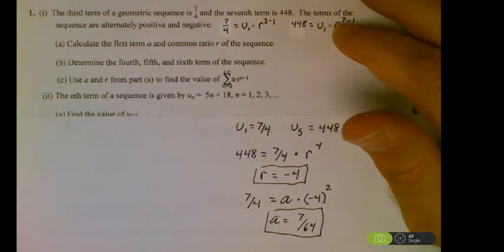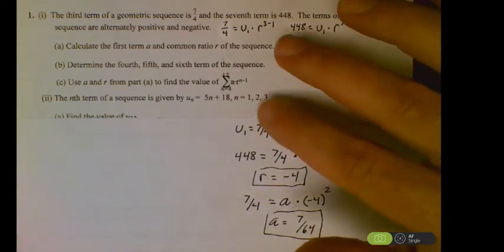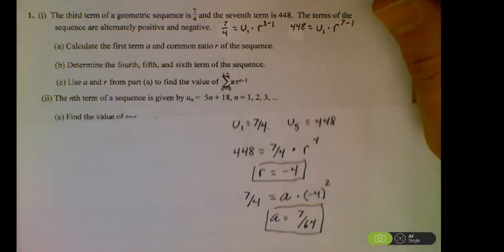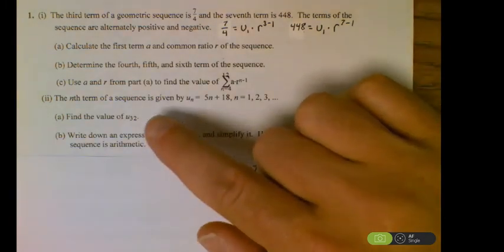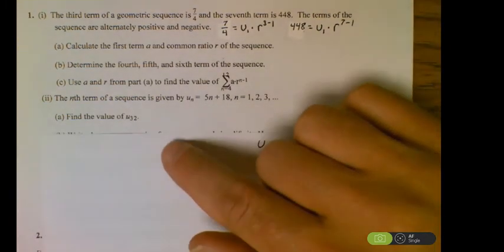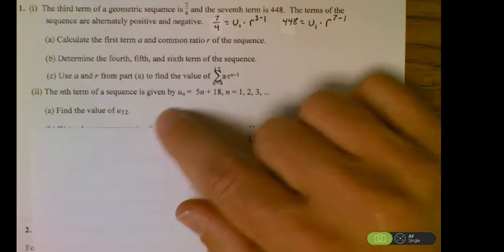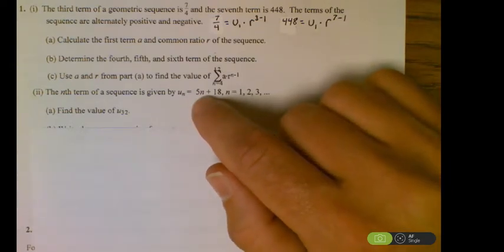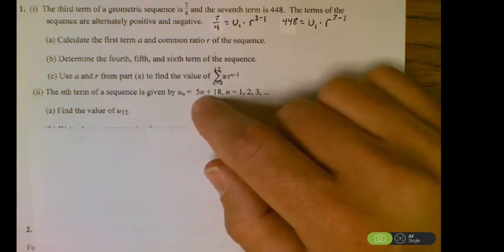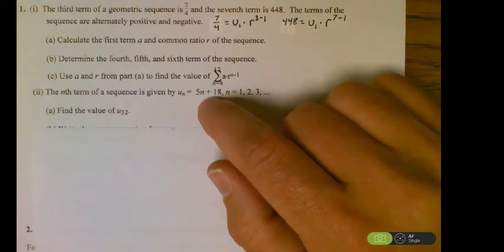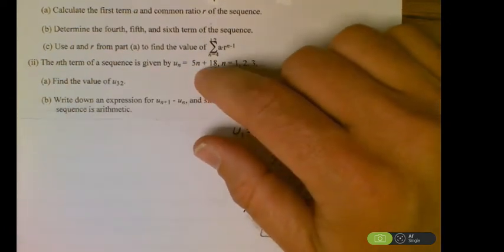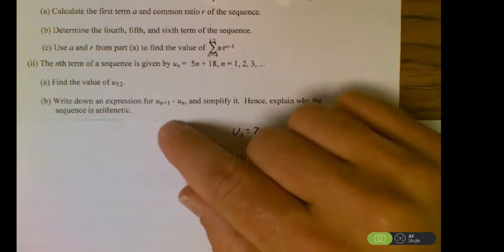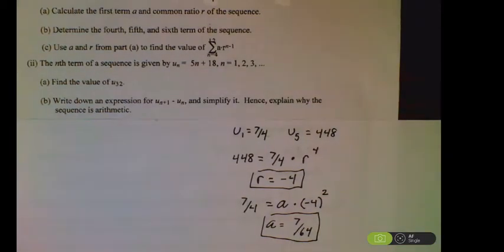Going down here to the second part, the nth term of the sequence is given by this, where n just represents a term number. So find the value of the 32nd term. That one's going to be pretty straightforward. All you have to do is plug in a 32 for n to get the value of the 32nd term. So if you did 5 times 32 plus 18, that should give you that value.